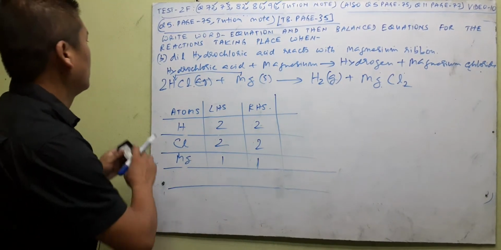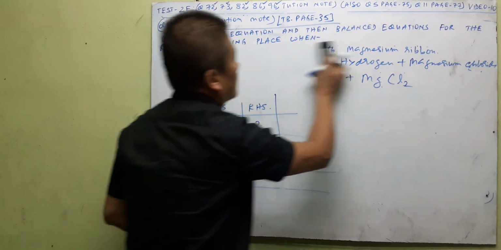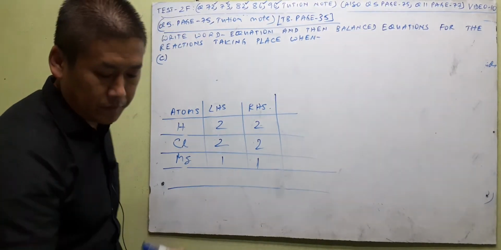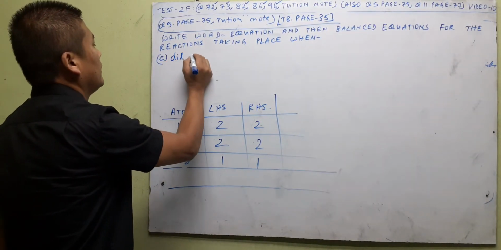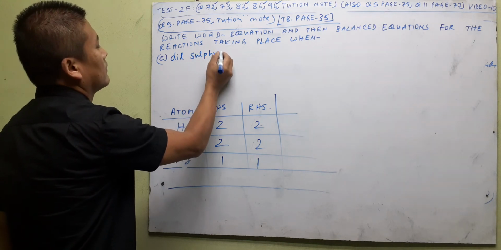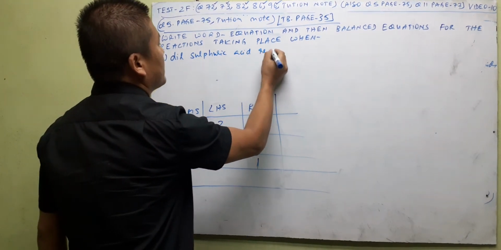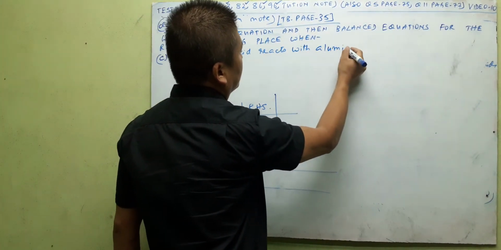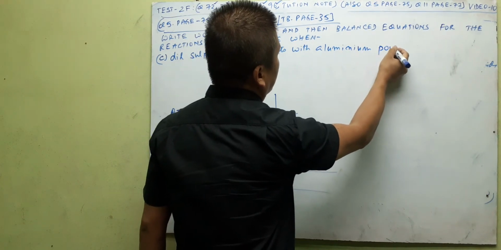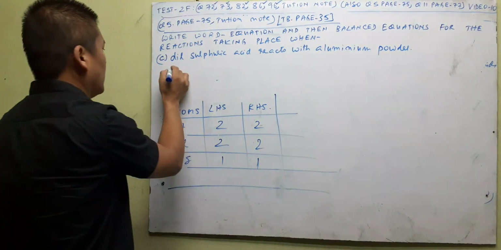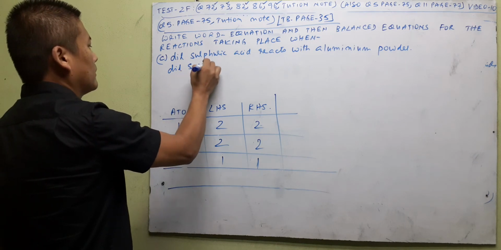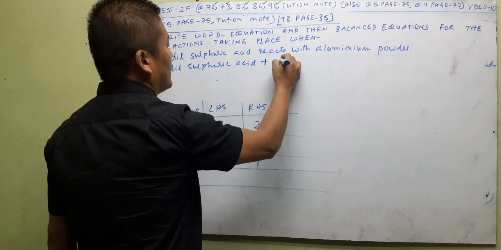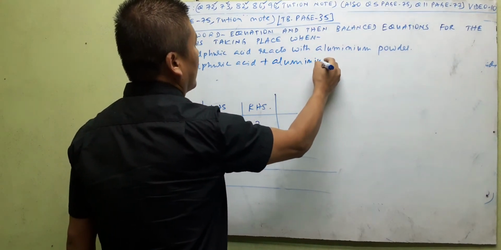Okay, so next here, C. Let's go and do C. C is dilute sulfuric acid reacts with aluminum powder. So let us write the word equation. Dilute sulfuric acid reacts, meaning plus, aluminum powder, you can just write aluminum, to give what?